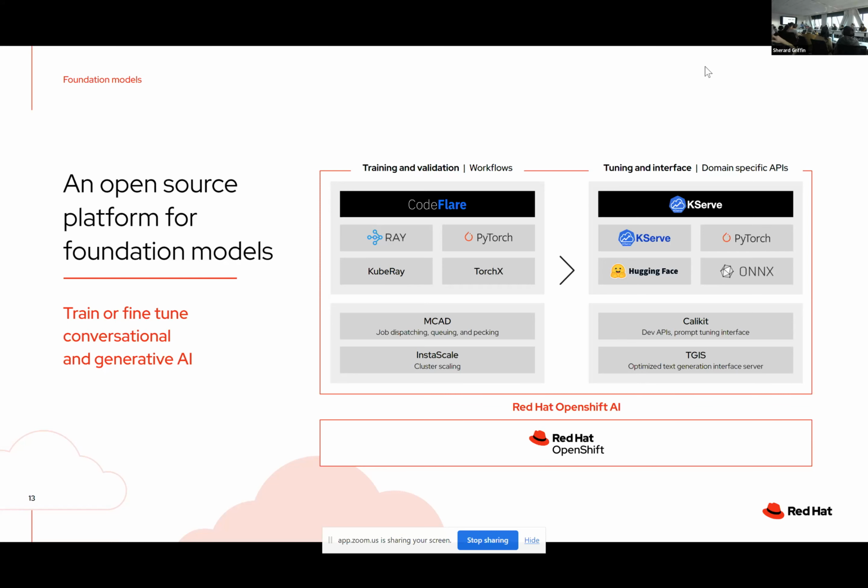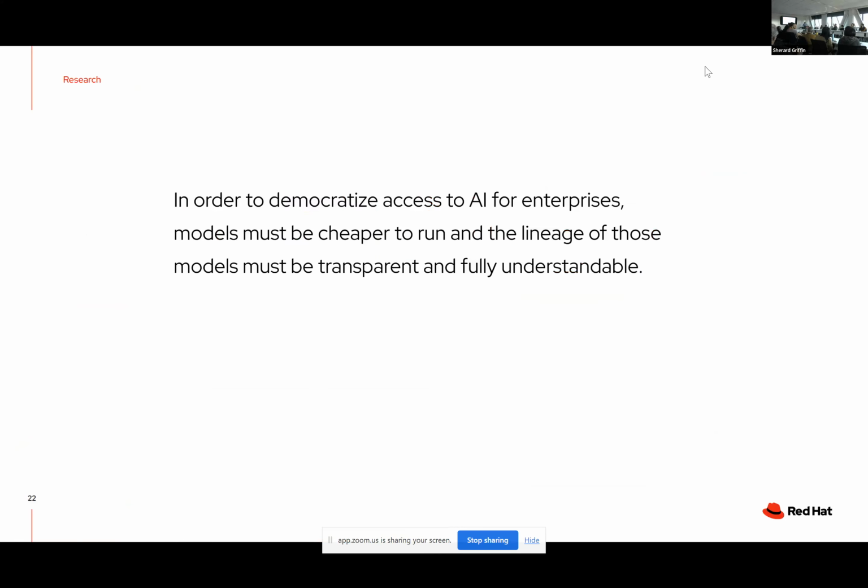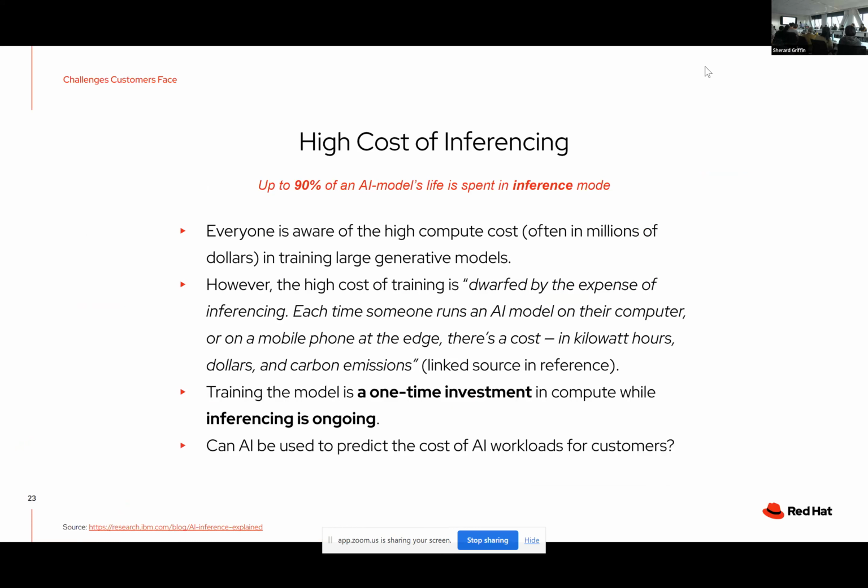You jumped ahead, but let me go ahead and do it. I never go ahead and do it, Jonathan. Here we go. So the high cost of inferencing, you're 100% right.